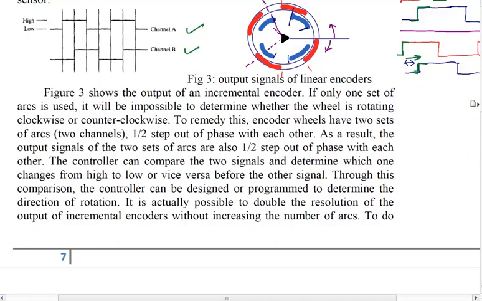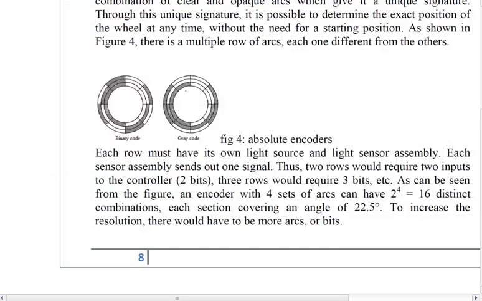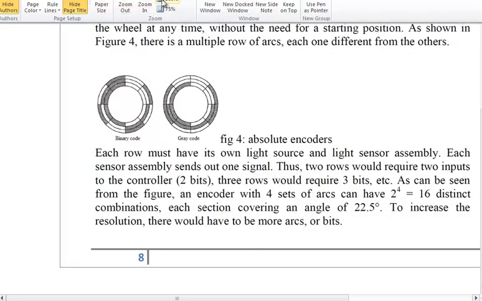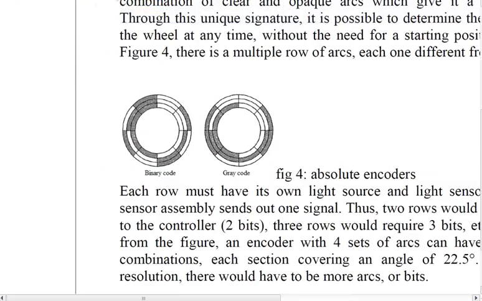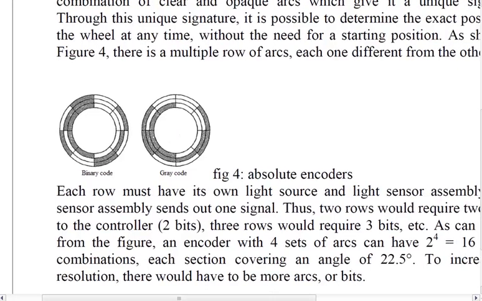Now if I go for the next kind of encoder, which is the absolute encoder, let me expand this one a little bit more. Here you are having three different rows. Now you can have three, you can have four, you can have any number. So consider these three first. So this is opaque, so the pulses will be 0, 0, 0. Why? Because there is no pulse that is going to pass through.